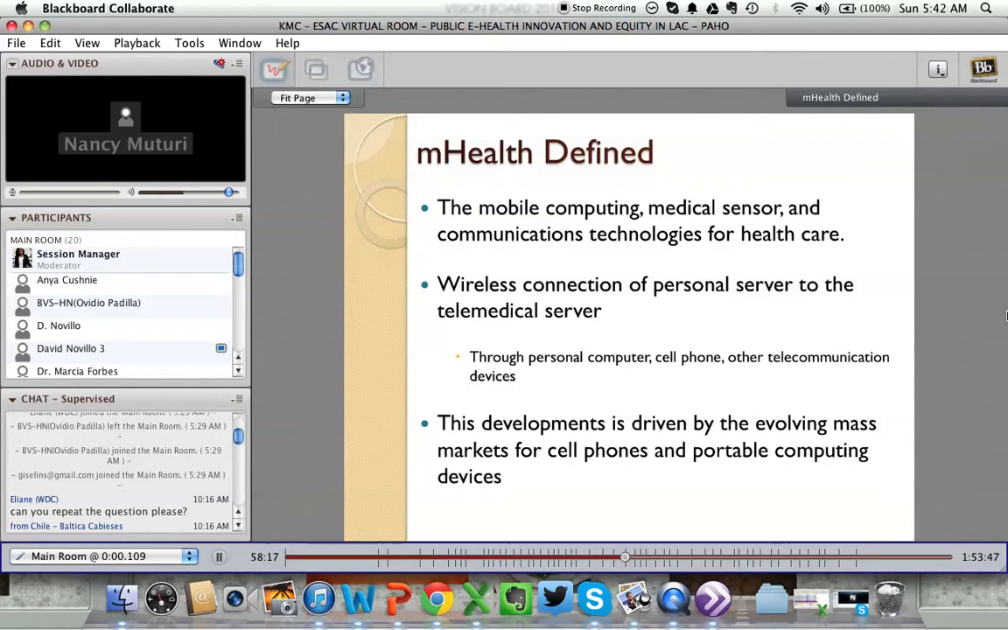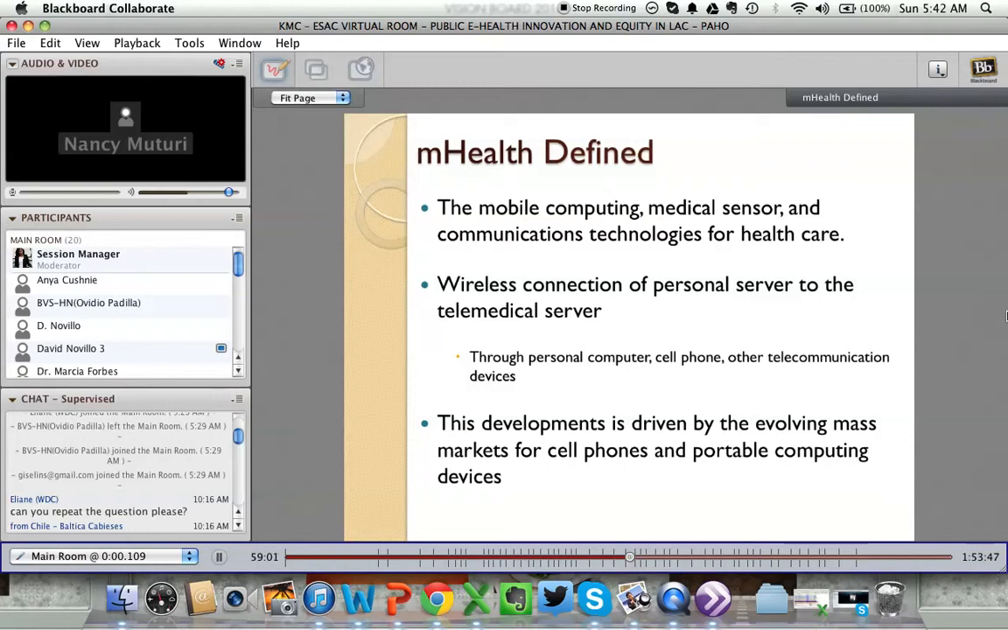So how do we define mHealth? This is again one of the concepts that has been promoted, mainly because of the advance in the use of cell phones, and medical technologies are now becoming more mobile. What this means is people can use a wireless connection to a personal server, which could be a personal computer, a cell phone, anything that you own in terms of a communication device, and really connect to the medical server. So that's what mHealth is all about.